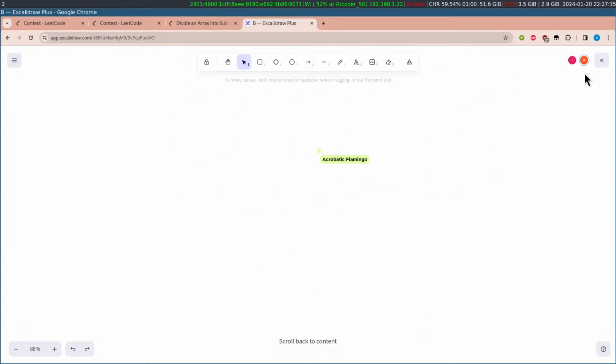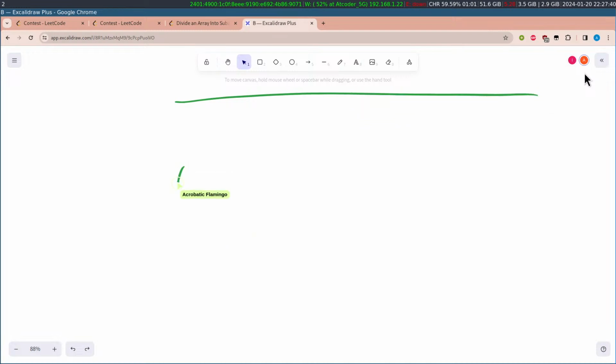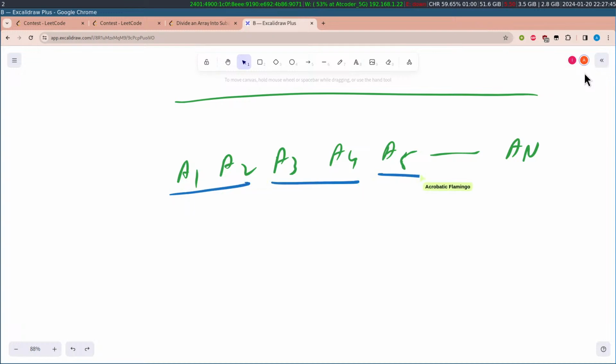Similar to the first problem, here instead of dividing it into 3 arrays, we have to divide it into k arrays. This is one possible division. What it says is that the starting index of the second array and the starting index of the last array should have a distance less than k. So let's take some live example.